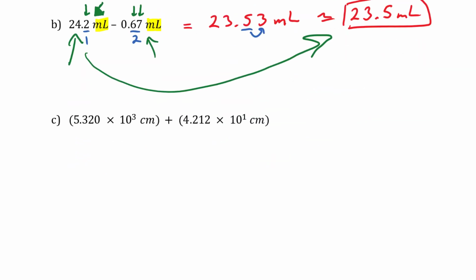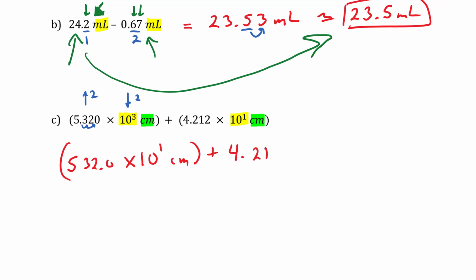In scientific notation, let's review this. We're adding 2 numbers in scientific notation, so they have to have exactly the same exponent on the base of 10. Also notice we can add these because they're both in terms of exactly the same units. Let's put them both in terms of 10 to the 1. So this one here, if I want to make this 10 to the 1 centimeters, I had to take this and bring this down 2 decimal places. That means I got to raise this up 2 decimal places. 1, 2. This gives me 532.0 times 10 to the 1 centimeters plus 4.212 times 10 to the 1 centimeters.